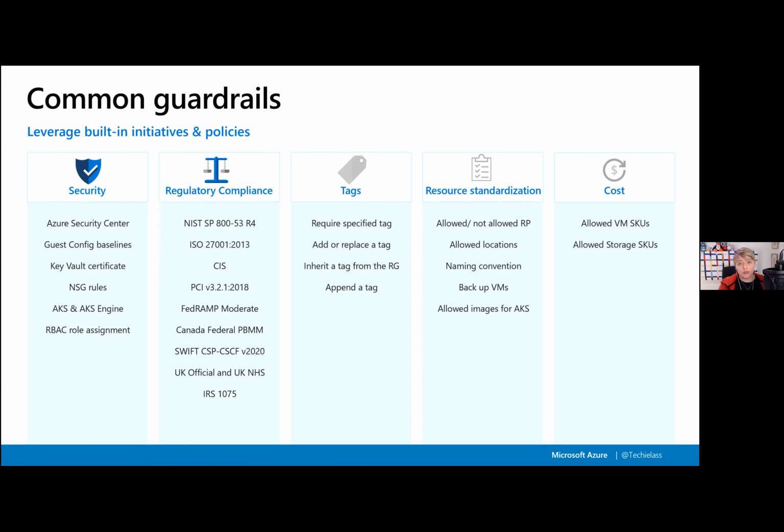Allowed SKUs, that's also a big one that a lot of customers have issues with. People accidentally deploying the largest SKU of a type of resource, and all of a sudden your budget is gone within a week because of that large SKU. So you want to have that flexibility with your governance, but you don't want the guardrails to be stopping people from actually doing their job and deploying the resources that you need within your environment.